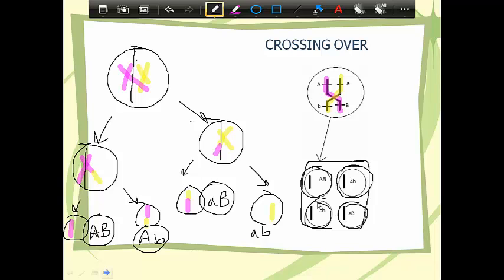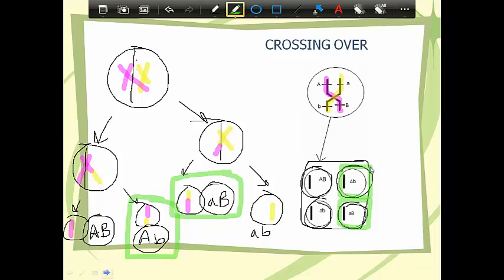The alleles that got swapped are in this gamete and this gamete, because these are both half pink and half yellow. And that corresponds over here to this gamete and this gamete, this egg or sperm cell. Those gametes that are the result of crossing over, we call the recombinants. So those ones that I highlighted in green are the recombinant sperm or egg cells. Those are the ones that happened because of crossing over.